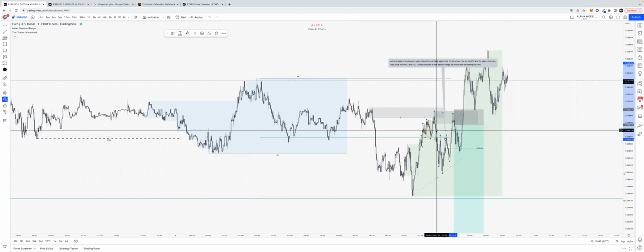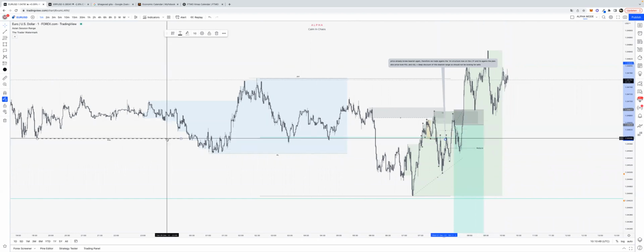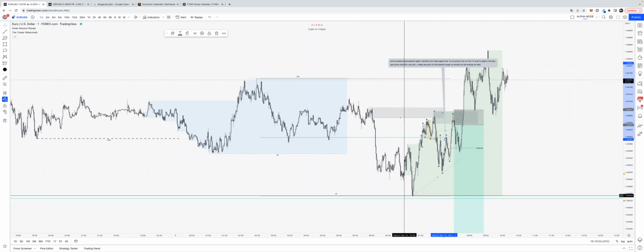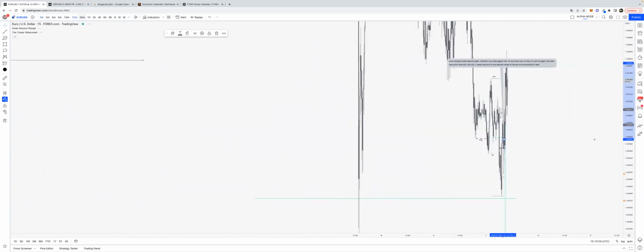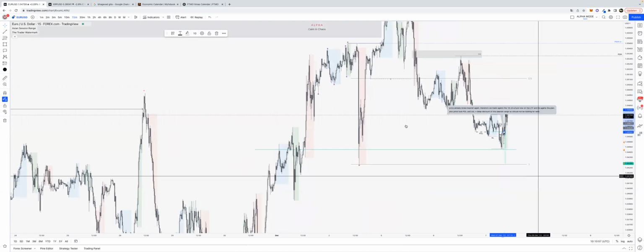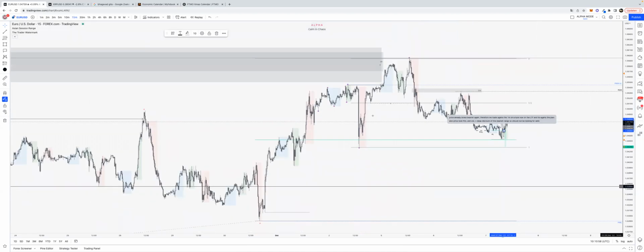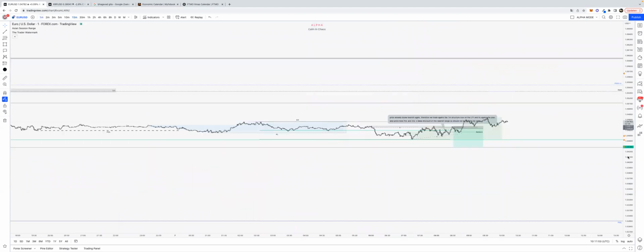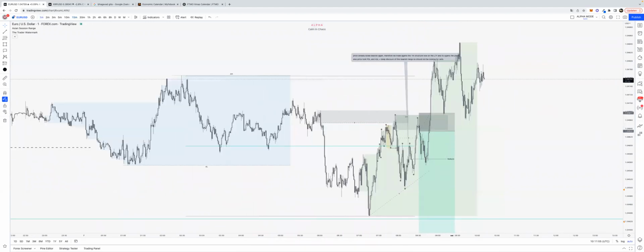Why didn't the trade work out? Because we already took previous daily lows. We already took Asia lows. We reached the deepest discount of our most recent bullish range, which is this purple one, and therefore we went higher. This was the reason I was managing this trade very aggressively.